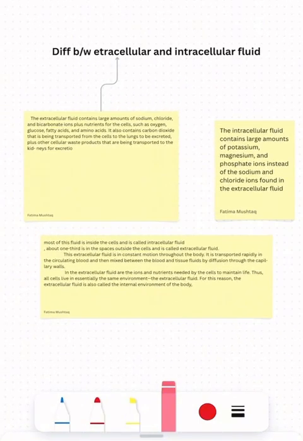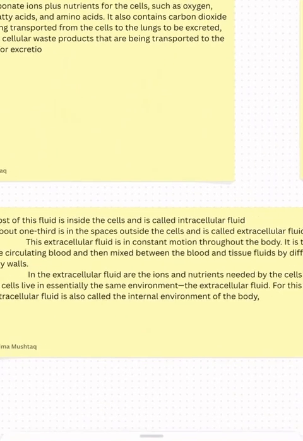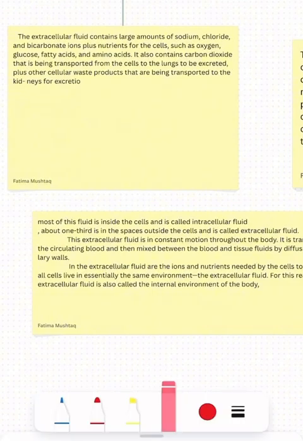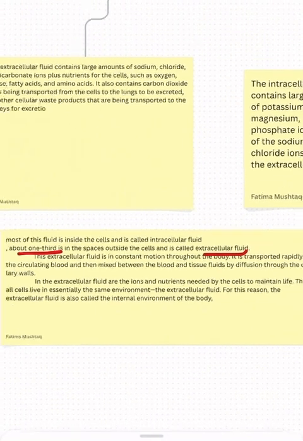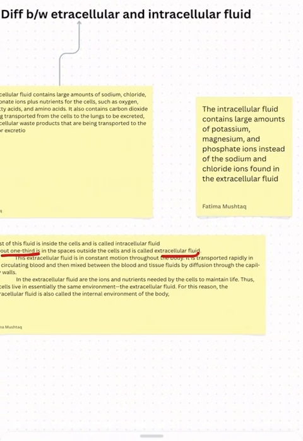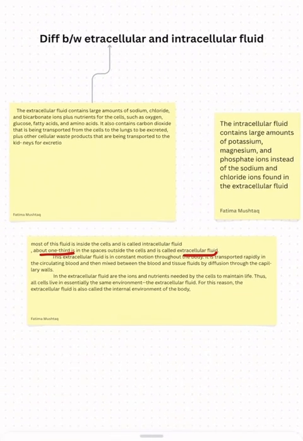The next thing is, most of the fluid is inside the cell and is called intracellular fluid, and about 1/3 is in the spaces and is called extracellular fluid. The extracellular fluid is in constant motion throughout the body and is transported rapidly in the circulating blood and mixed between blood and tissue fluid by diffusion through the capillary wall.